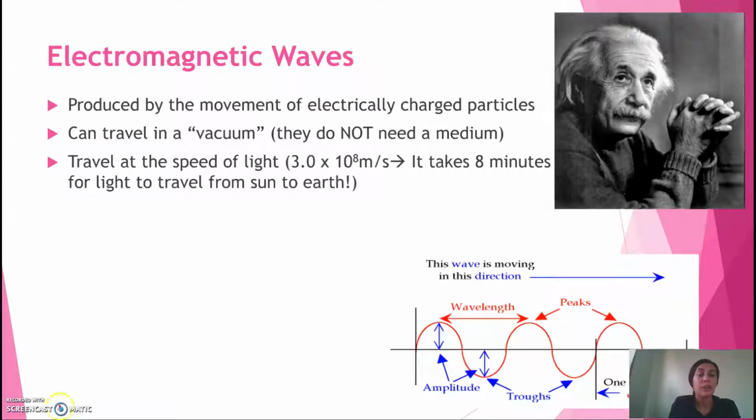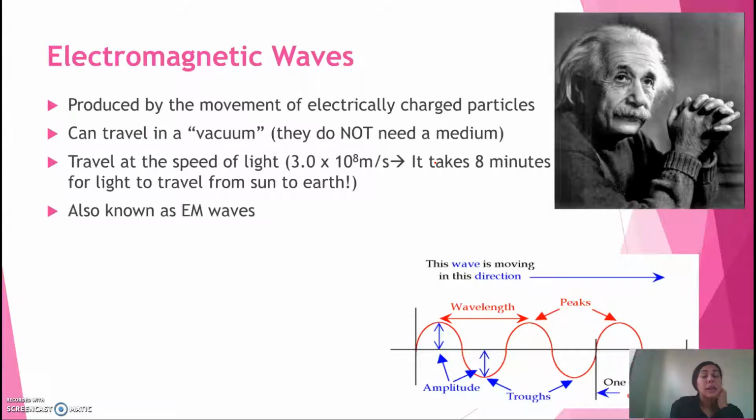So light travels at the speed of light, which is 3 × 10^8 meters per second. So just a reference, it takes about 8 minutes for light to travel from the sun to the earth. So if you're standing on the earth and you're staring at the sun in the distance, you're actually seeing that 8 minutes ago. So the sun produced that 8 minutes ago.